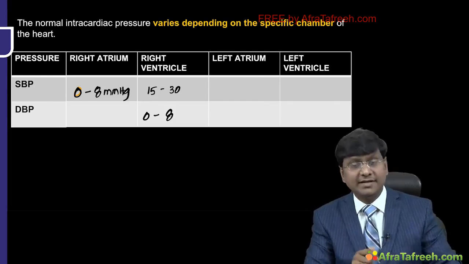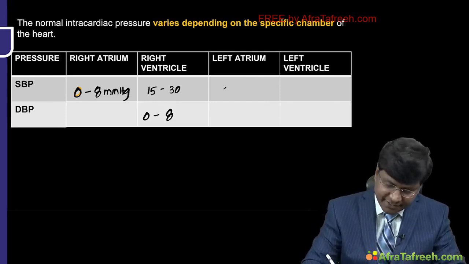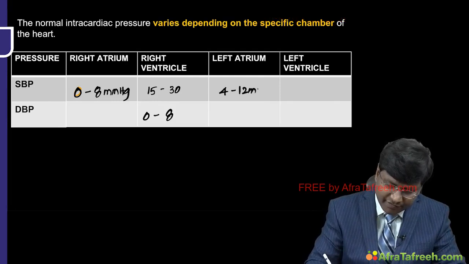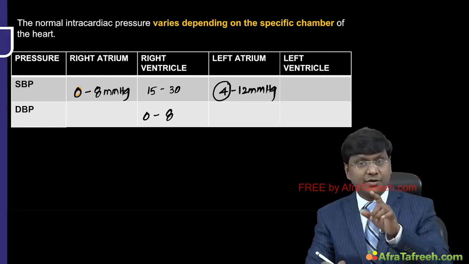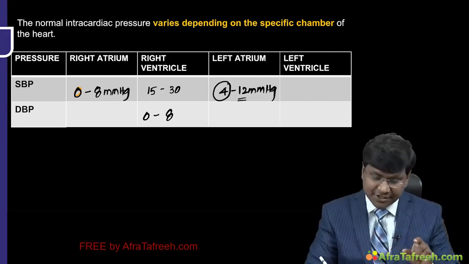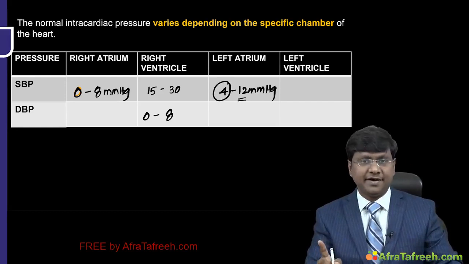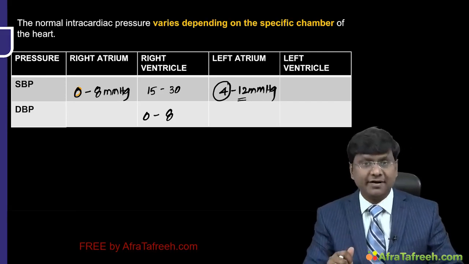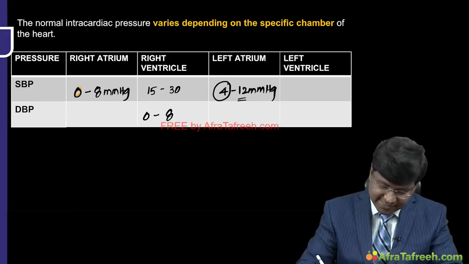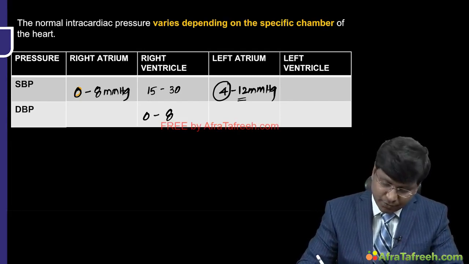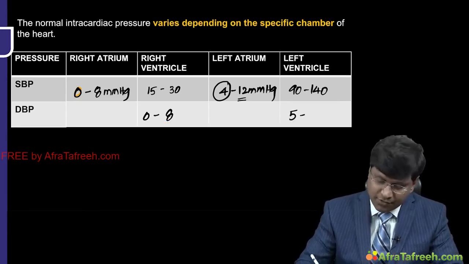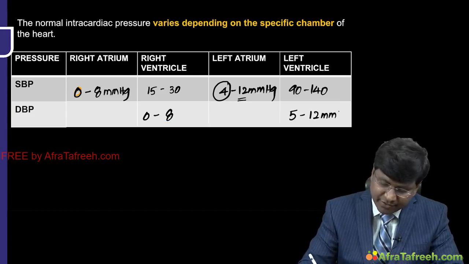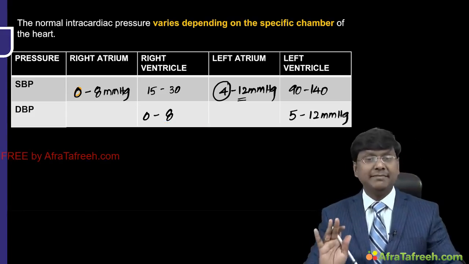Next, if you take the left atrium, the pressure is around 4 to 12 millimeters of mercury. What does that mean? 4 will be the pressure during diastole of the left atrium, 12 will be the pressure during systole. Similarly, in the left ventricle during systole, the pressure goes up to 90 to 140 millimeters of mercury. During diastole, the left ventricular pressure will be around 5 to 12 millimeters of mercury.